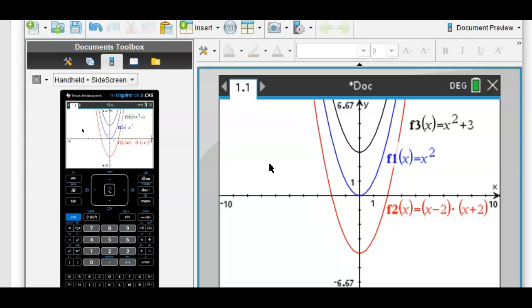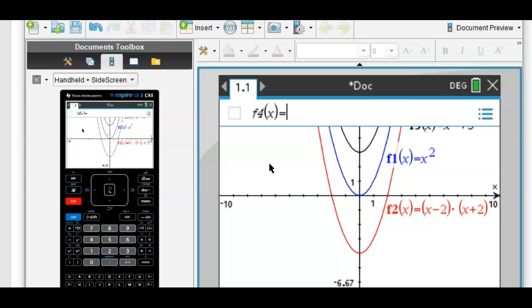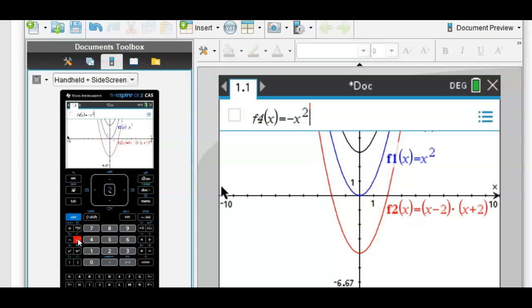And another example, which I might just quickly do, is if the graph was flipped. Basically my graph is going to be an upside down parabola now, and we're just going to move it down so I can show you.